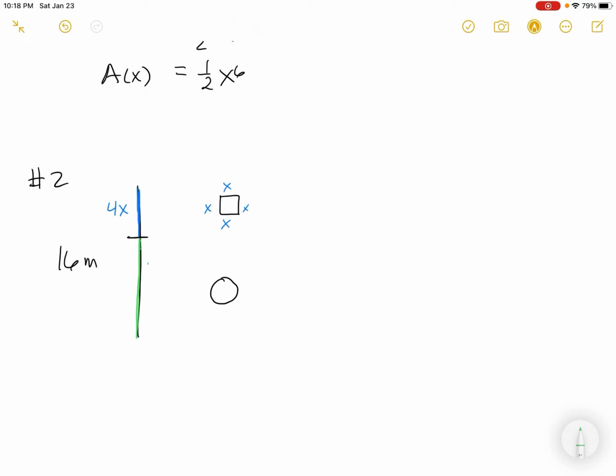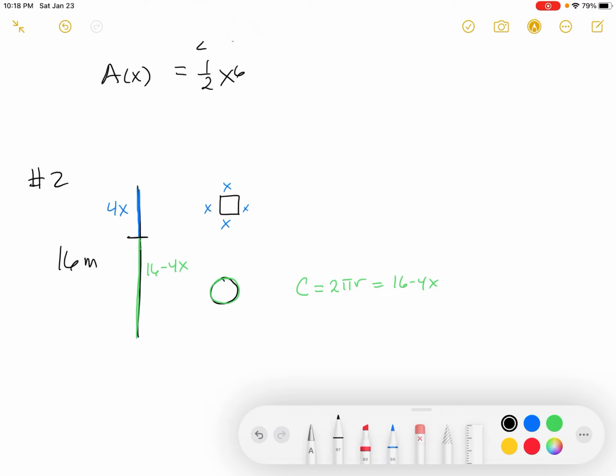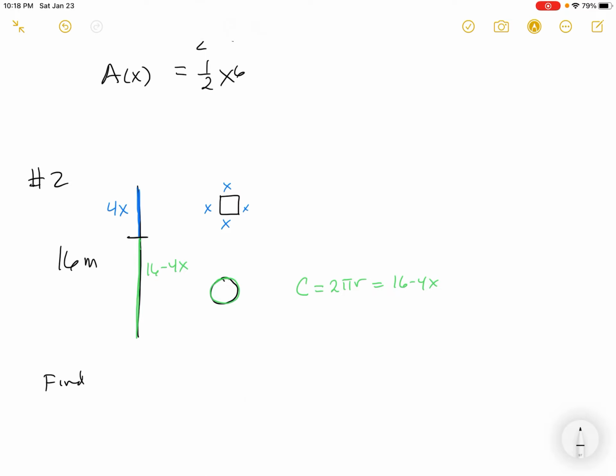And so what is it? Well, it's the full length minus the top part, 16 minus 4x. And that 16 minus 4x is the circumference of this circle, because we're taking that green one and wrapping it around the circle. So the circumference of this circle, which we know is 2 pi r, is 16 minus 4x. Now that's important because here's their question: find the area of the 2 objects combined.